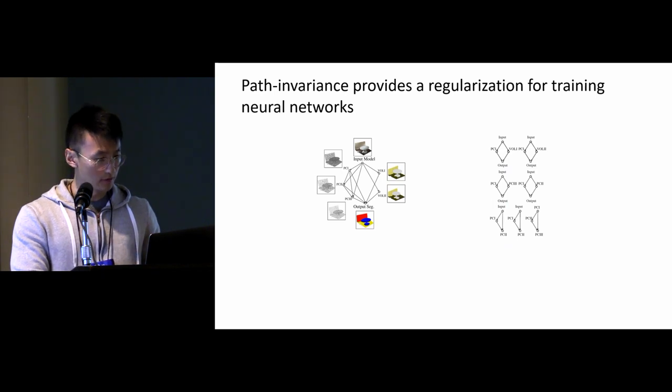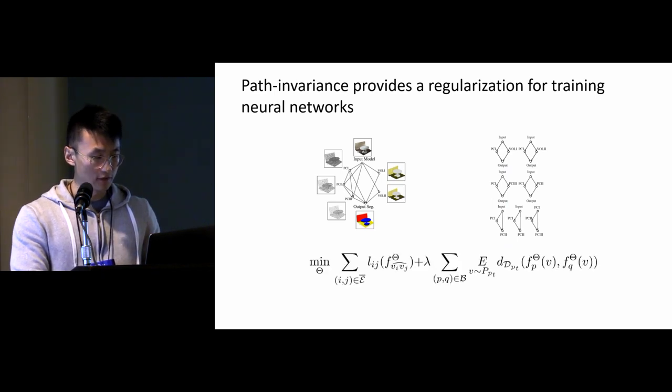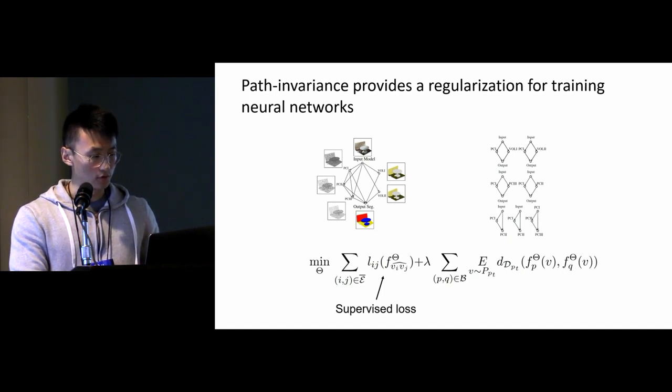Using the path invariant spaces, we can effectively formulate the problem of joint learning of maps. The objective function essentially combines a supervised loss term enforced along a subset of edges and an unsupervised loss which enforces the invariance property among path pairs in the path invariant spaces. In particular, the second term can utilize unlabeled instances.